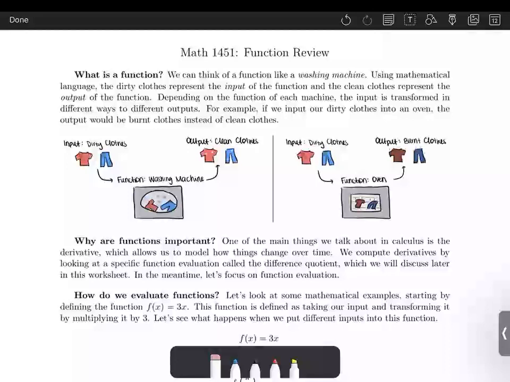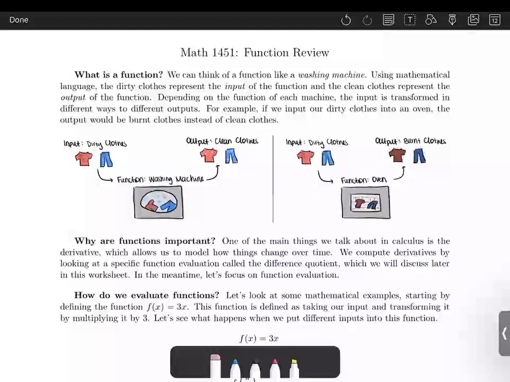So why is understanding functions important to us? One of the main things that we're going to talk about in calculus is the derivative, which allows us to model how things change over time. A derivative is going to be related to a rate of change, which is going to be related to a slope. And this is one of the main things we learn in calculus, how to compute a derivative.